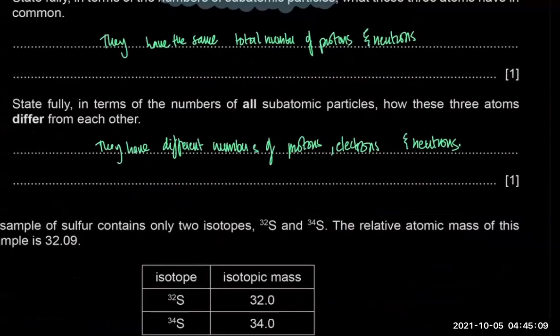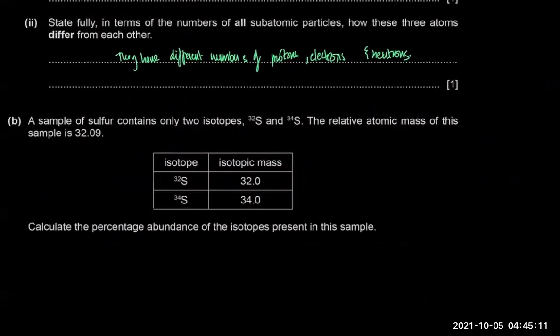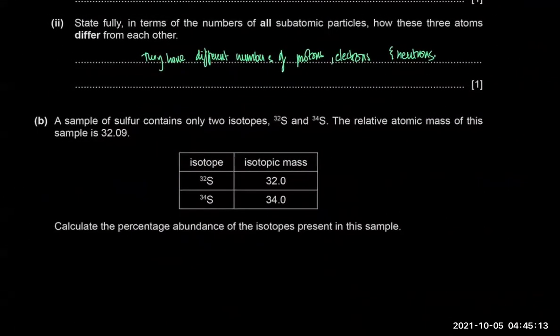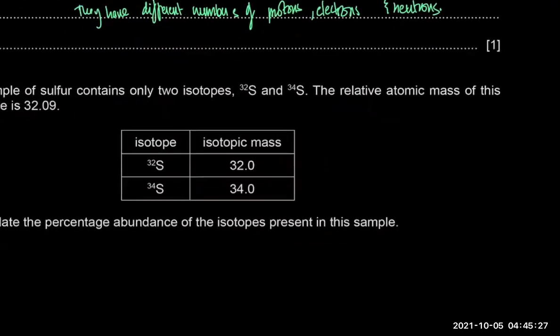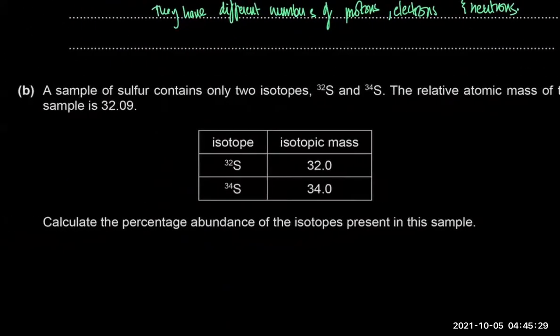All right. A sample of sulfur contains only 2 isotopes, sulfur 32 and sulfur 34. The relative atomic mass is 32.09. Calculate the percentage abundance of the isotopes present in the sample. How do we do this? Anyone remember? 100 minus x. Yes. Since the sample only contains 2 isotopes, their total percentage is 100%, right?